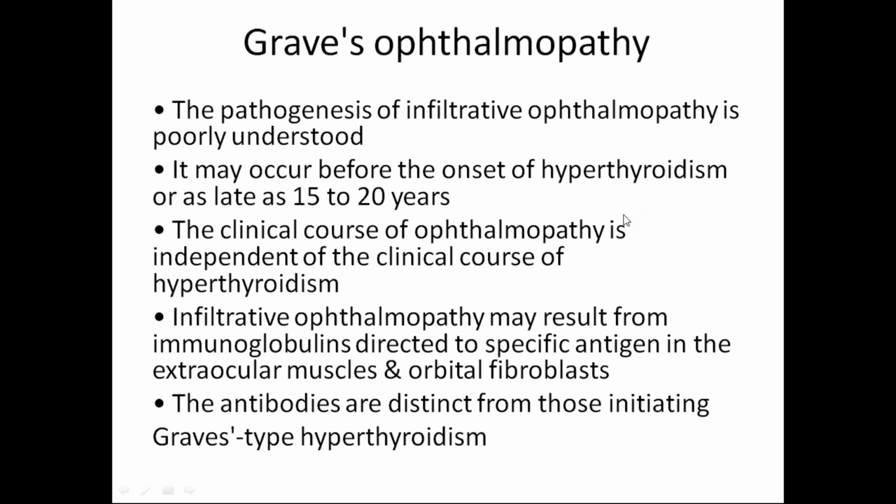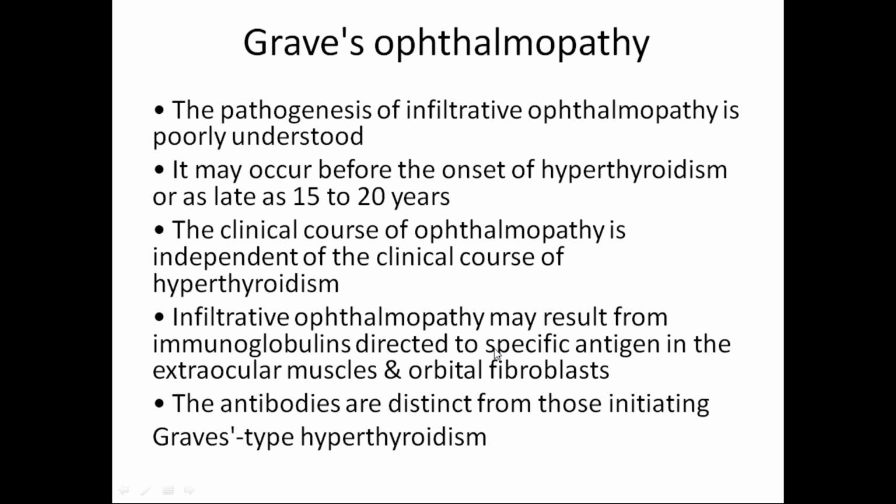Okay, now coming to Graves ophthalmopathy, you must be much aware because you are fresh from ophthalmology. The pathogenesis in infiltrative ophthalmopathy is poorly understood. It can occur before the onset of hyperthyroidism, as early as 15 to 20 years of age. And the clinical course of ophthalmopathy is independent of the clinical course of hyperthyroidism. It doesn't mean that hyperthyroidism is more severe, so that there has been more ophthalmopathy. It's nothing like that. Okay.